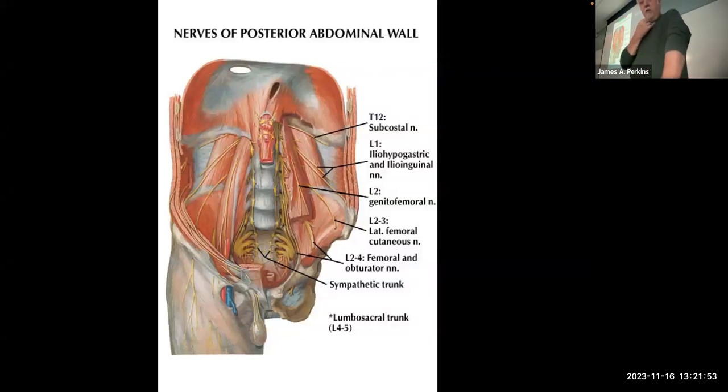Now, eventually, that's also going to split. So sometimes we see multiple branches of genitofemoral. It's going to split into a genital branch, which is a sensory nerve to some of the external genitalia, like the scrotum in the male or the labia majora in the female. And then there's a femoral branch that's sensory to the inner surface of the thigh.